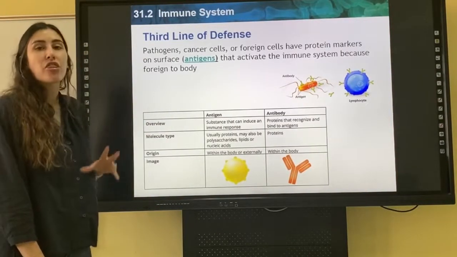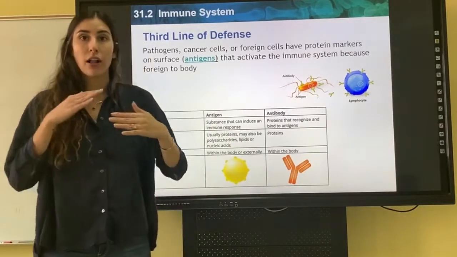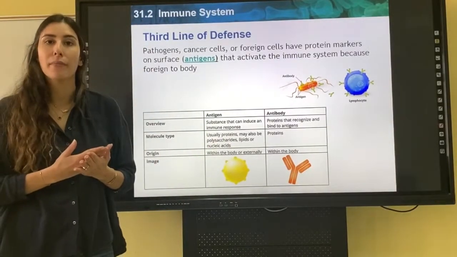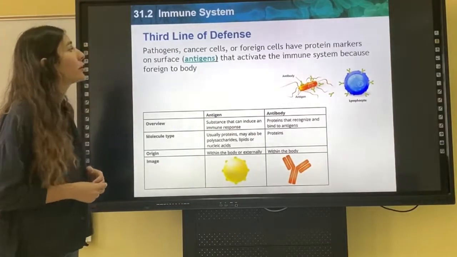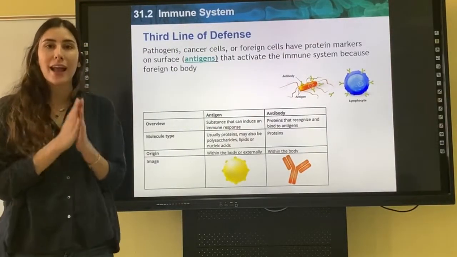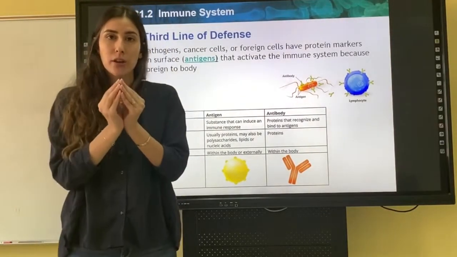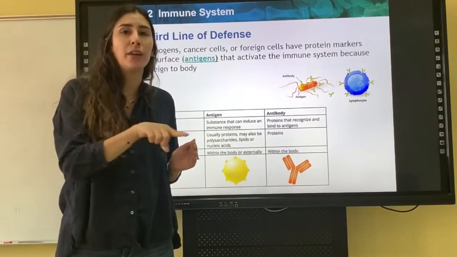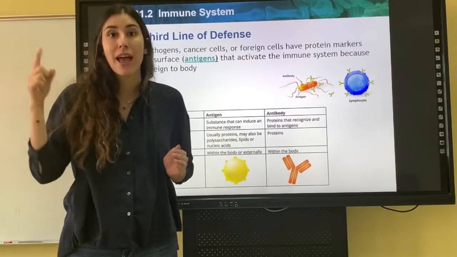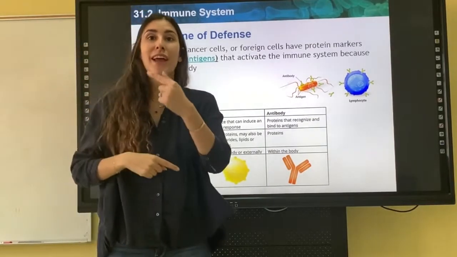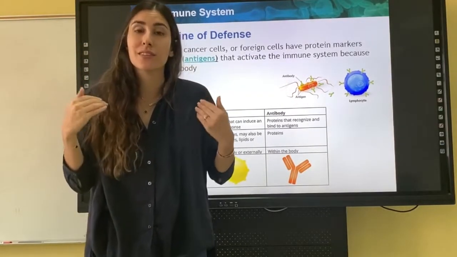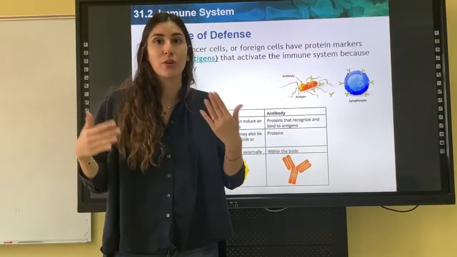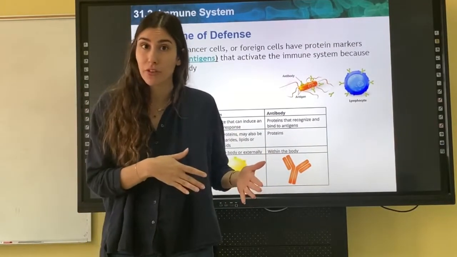Finally, we have the third line of defense. If all else fails, this is what happens. The third line of defense is very specific, okay? It has specialized cells that target a specific kind of pathogen. They also understand which pathogen your body is dealing with, and they remember it, so that if next time you are exposed to the same type of pathogen, you don't get sick twice from the same kind of pathogen, okay?